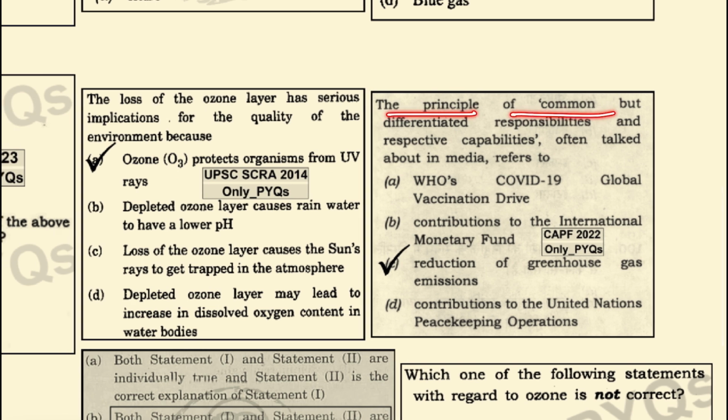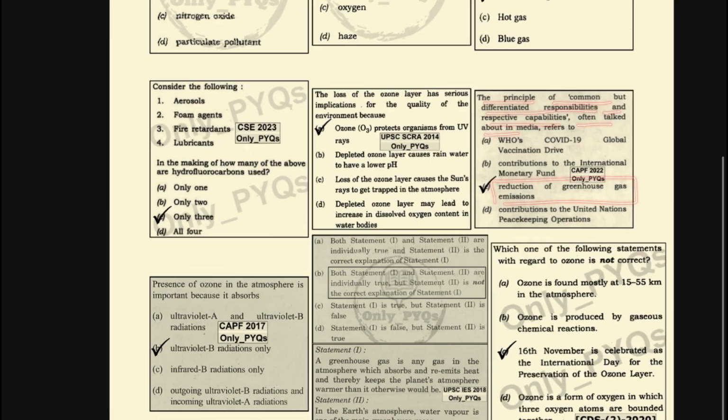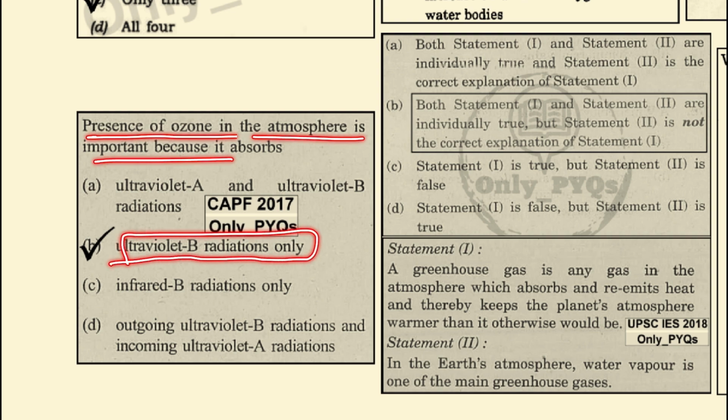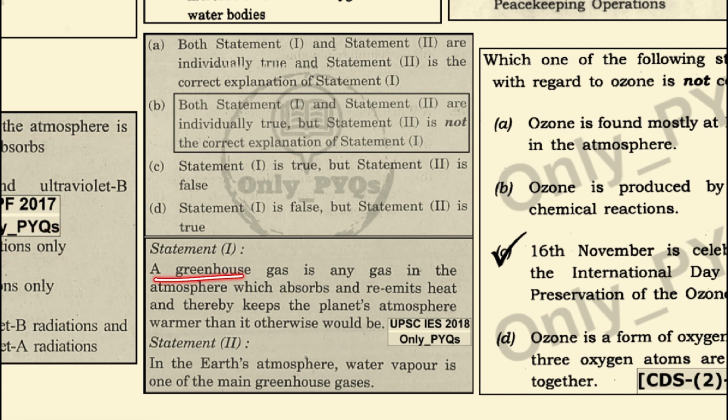The principle of common but differentiated responsibilities and respective capabilities, often talked about in the media, refers to the reduction of greenhouse gas emissions. Presence of ozone in the atmosphere is important because it absorbs the ultraviolet B radiations only. A greenhouse gas is any gas in the atmosphere which absorbs and re-emits heat and thereby keeps the planet's atmosphere warmer than it otherwise would be.